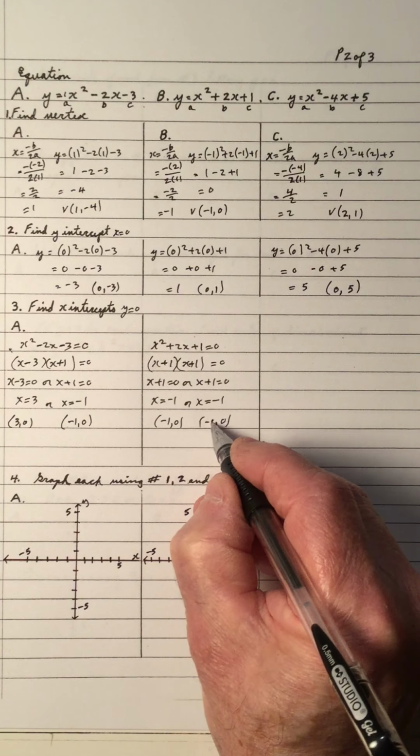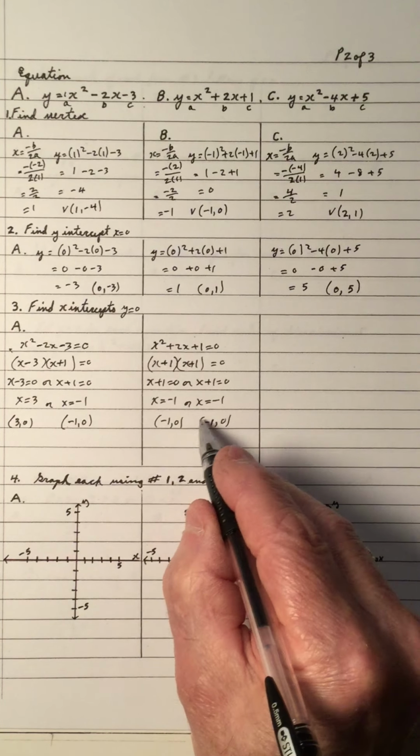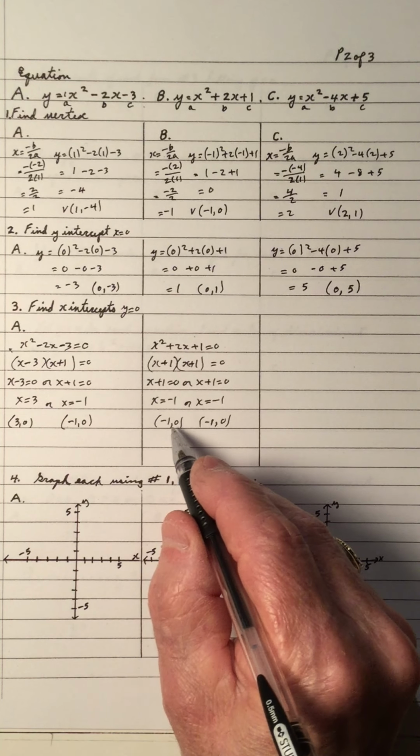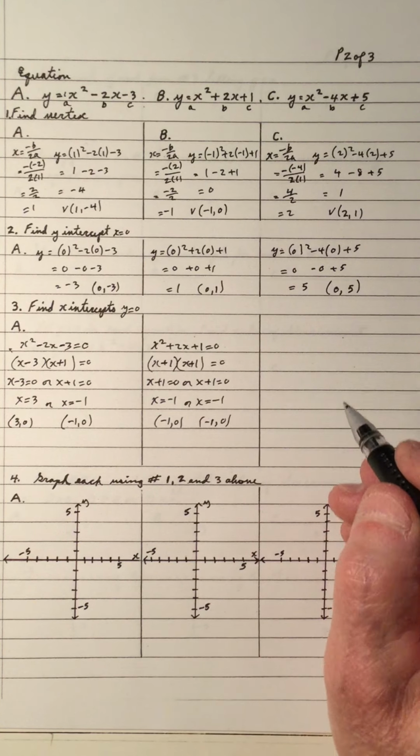Notice there's an x-intercept of negative 1. It cuts the x-axis at negative 1, but there's only one x-intercept in this one.